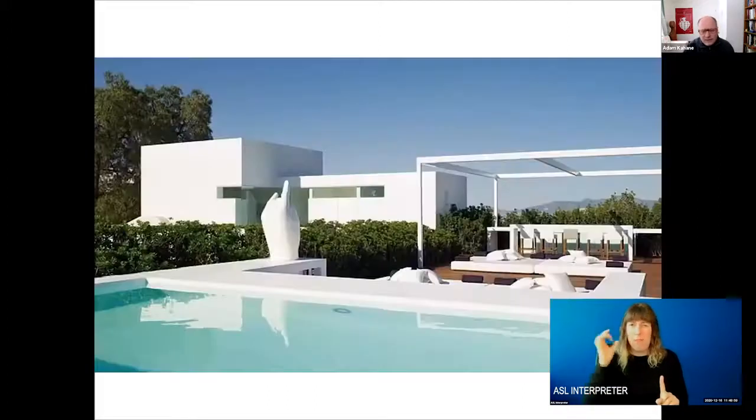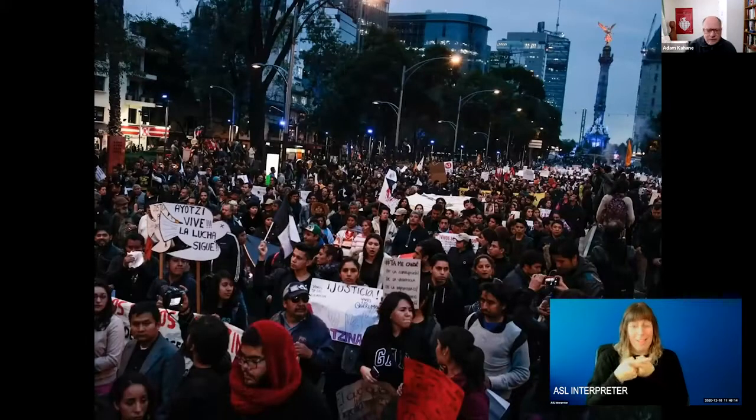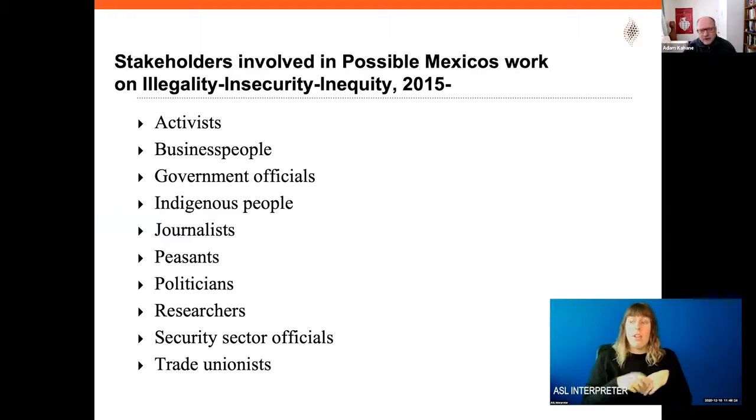And around the same time, there was a big scandal relating to the wife of the president having received a house from somebody who had a big government contract. And so what happened in late 2014 is there were huge demonstrations throughout Mexico, hundreds of thousands of people in Mexico City and elsewhere. And a group of Mexican citizens, a group like you, but anyhow, a group of people who were concerned about this situation decided to organize a project in early 2015.